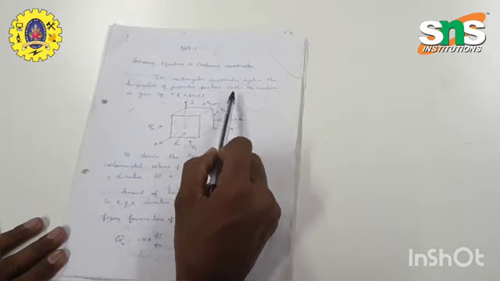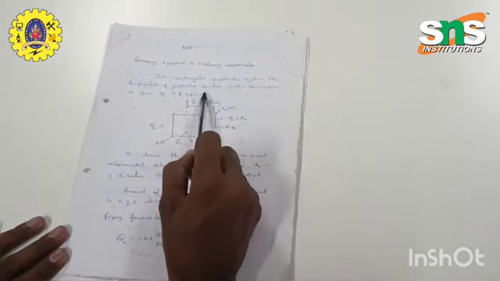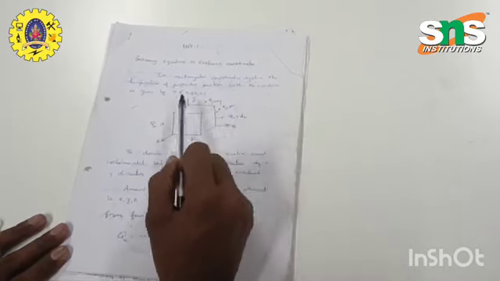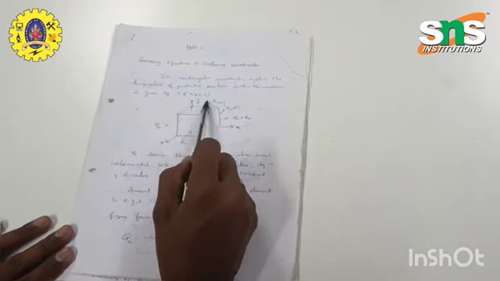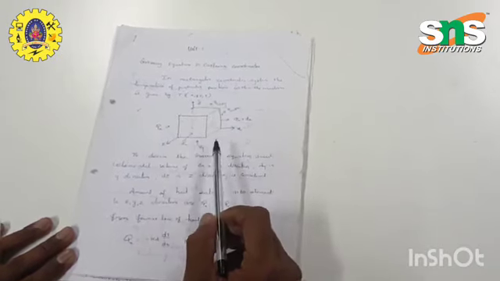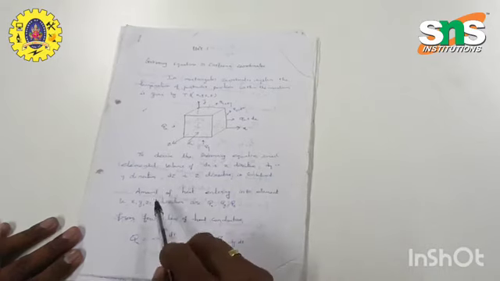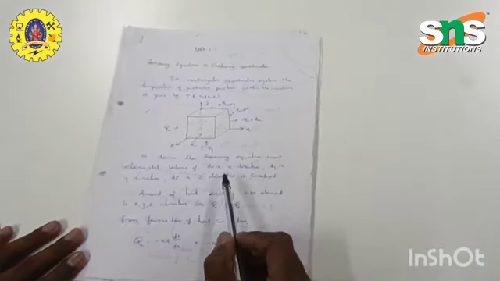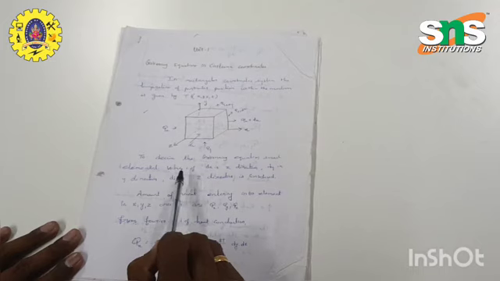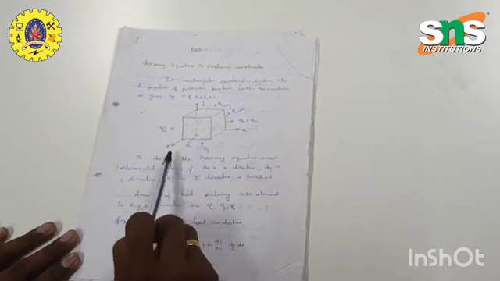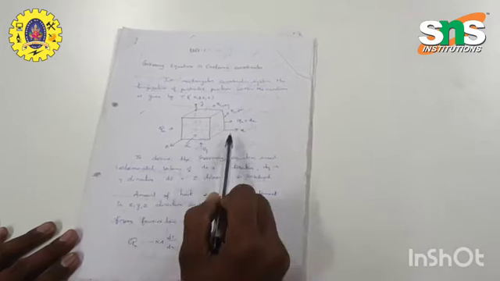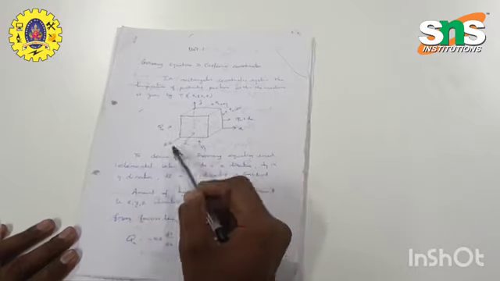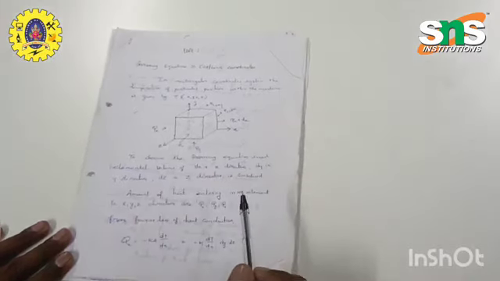So in a rectangular coordinate system, the temperature at a particular position within the medium is given by x, y, z with respect to the time t. In this governing equation, the small element's dimensions will be represented as dx in the x direction, dy in the y direction and dz in the z direction.